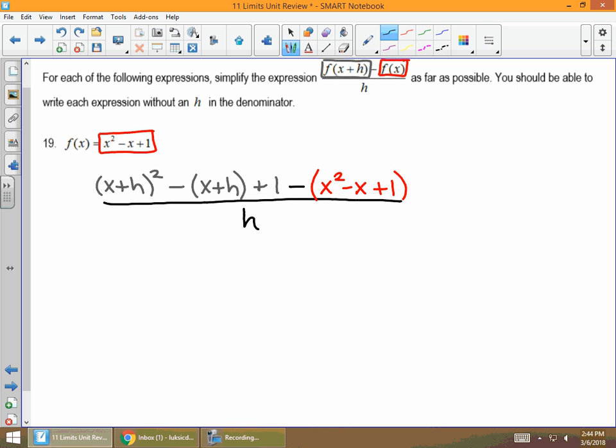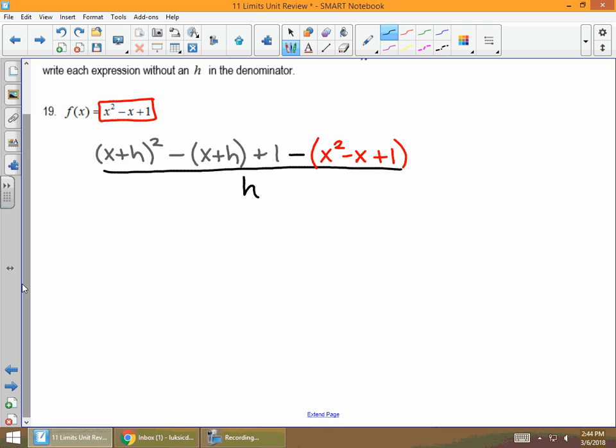Okay, so my next step is to expand my squared and distribute my negatives. So carefully with our algebra, x plus h squared. Remember, that is x plus h times x plus h. What I'd like you to do is pause the video and go ahead and expand that, combine your like terms so you have that all ready to go. All right, hopefully you have that ready to go. x plus h squared is the same as x squared plus 2xh plus h squared.